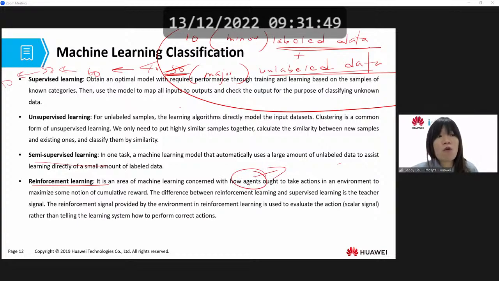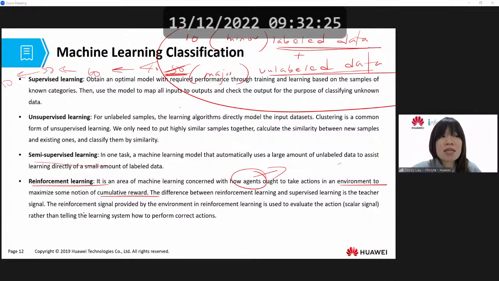So in reinforcement learning, you will see that the agent is basically the model, the model that you want to train. You need to put your model into the real environment to let it do some trial and error. While doing this trial and error, we will also implement a cumulative reward system. We'll be giving the model some reward if it is performing right, and if it is performing wrongly, we will give it a penalty.